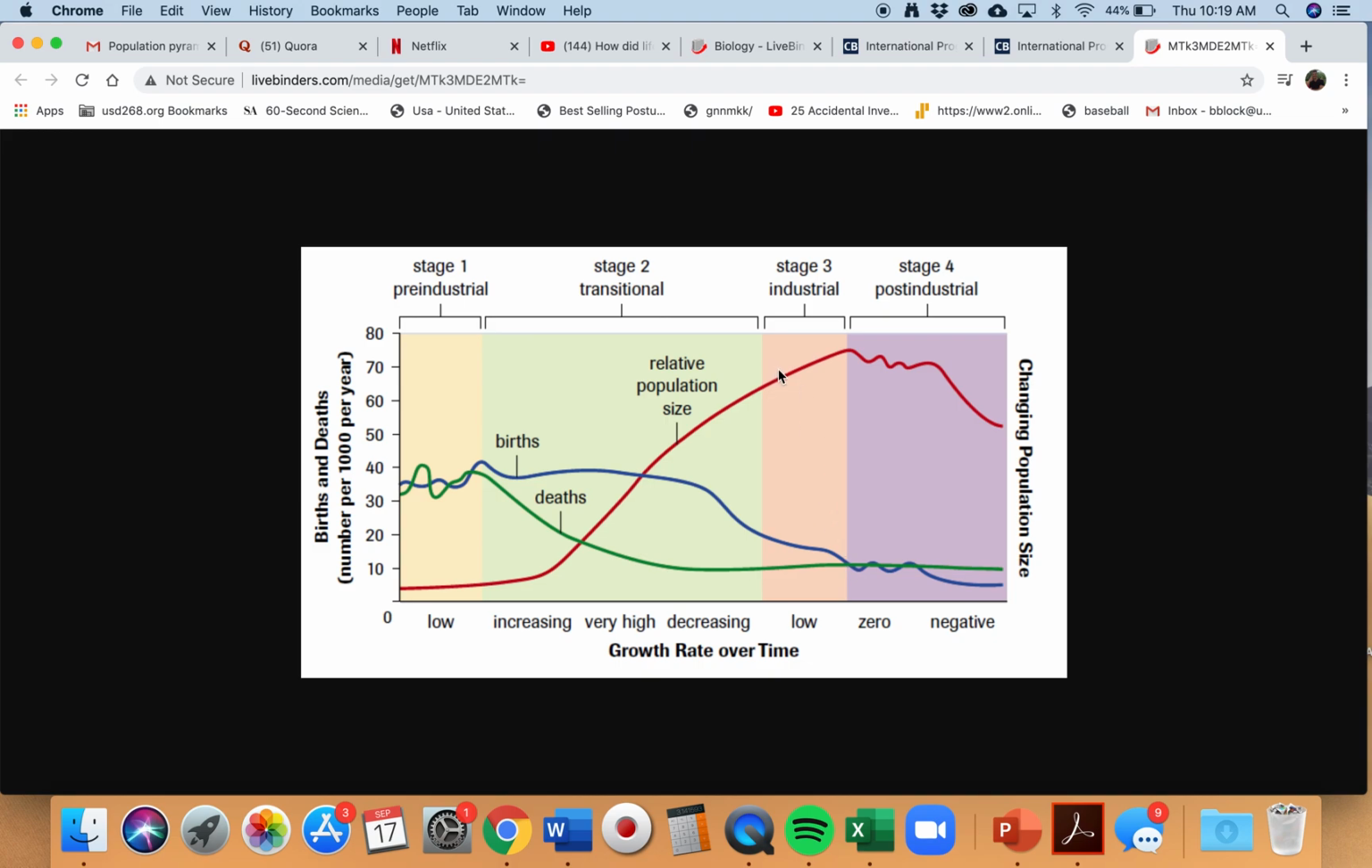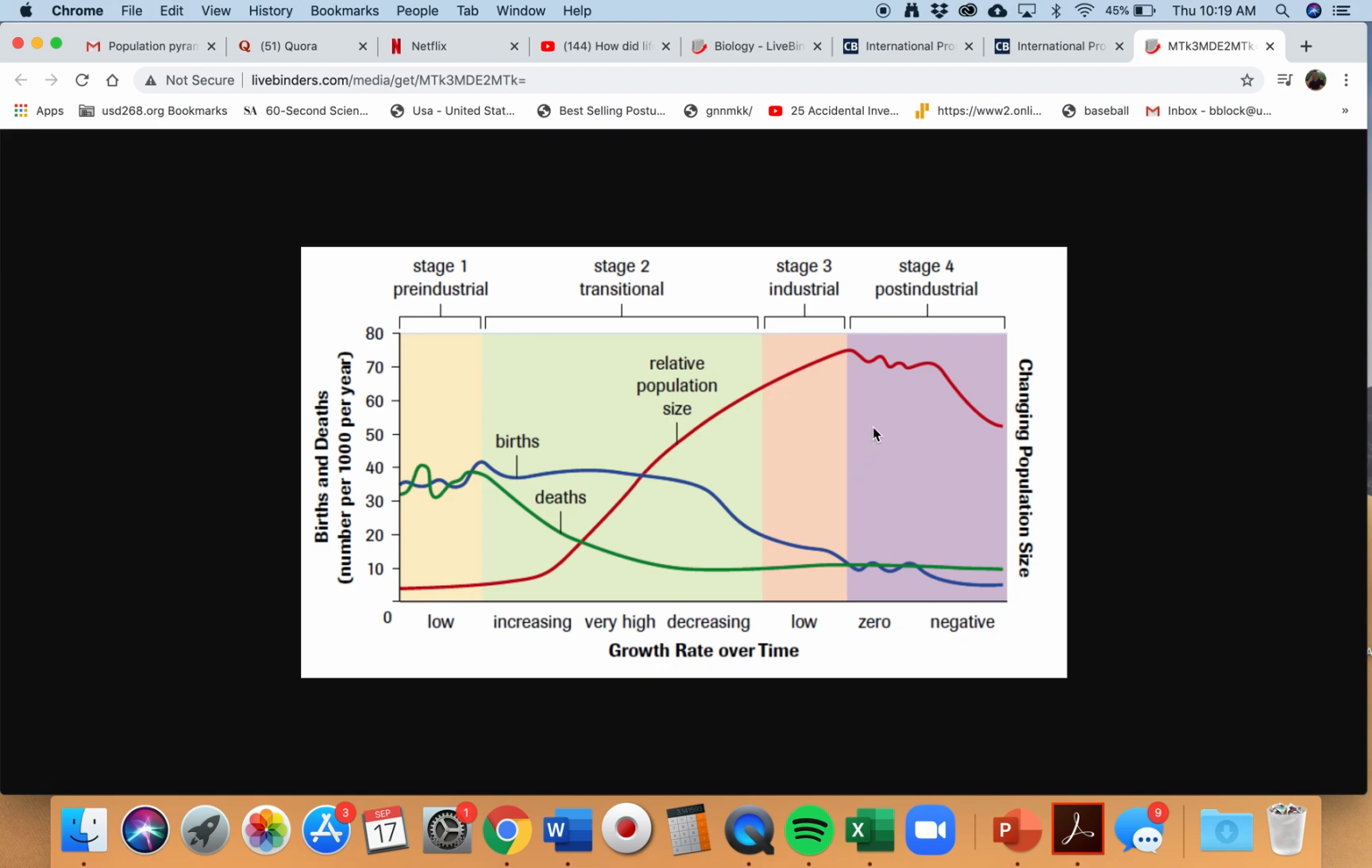Birth rates start to decrease and death rates stay steady as well. So overall, the population will start to taper off. And then actually in post-industrialized, their population will go down because they're just not having enough kids to basically replace themselves.